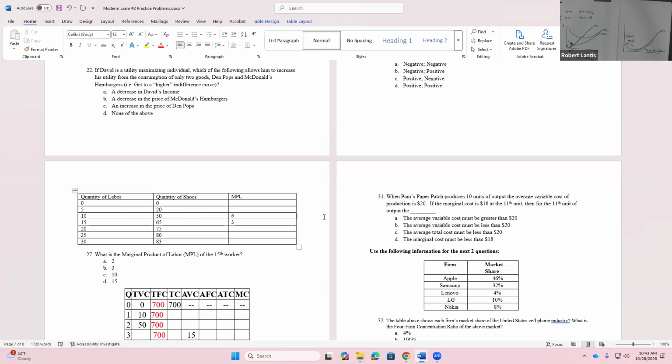In fact, I could also ask you, just from this table, at that 15th worker, what's happening to my marginal costs? Well, if I've got diminishing returns, I know my marginal cost must be going up. That's another type of question I could ask you from this table as well. I'm not just wasting my breath here. This might be something you see on the exam. Okay?